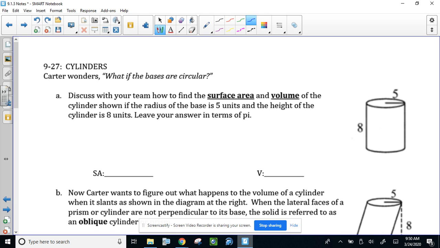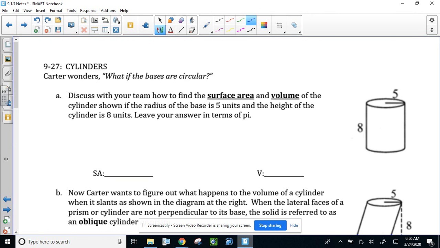Okay, so here's our last kind of problem. Something we're going to expand into is now not just looking at prisms, but what if the bases are circular? So what if we're dealing with a cylinder instead of a prism? If we remember that when we talk about our regular polygons, if we keep adding more and more sides, the formula doesn't change.